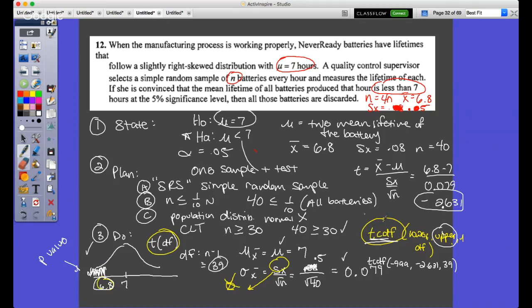And what we get here is a p-value of 0.0061. So what we have here is a value that is less than our alpha level.